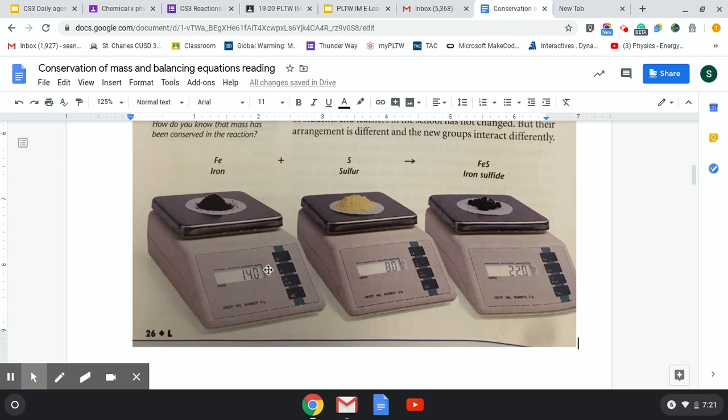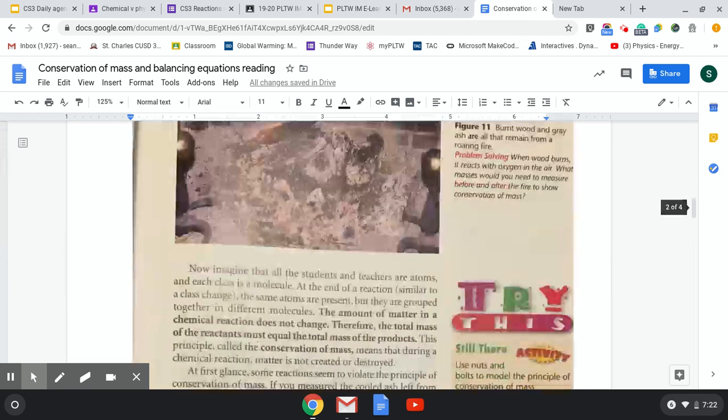We have 14 grams of iron plus 8 grams of sulfur. We heat them up, they react, they turn into iron sulfide. If we could zoom in, we'd see it's a different substance. And what do we notice? There's 22 grams here, which would make sense. Matter is not created or destroyed. 14 grams plus 8 grams is 22 grams. So 22 grams on this side of the reactants and 22 grams on the products. Matter was not created or destroyed.